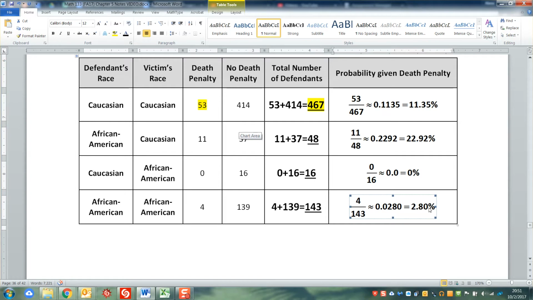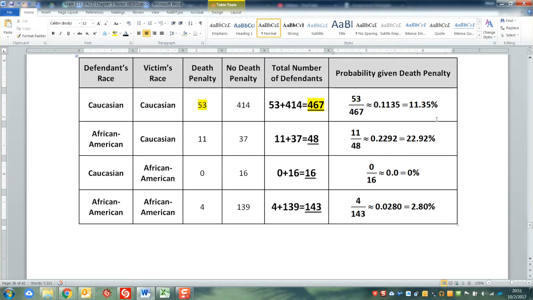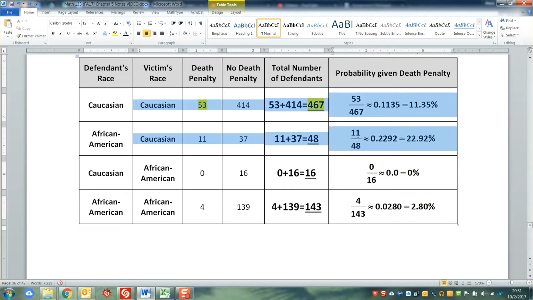There we go. Now we have all the percentages. So now you can see that it shows a different picture than what we were seeing before. So the disaggregated data, let's look at it for a second. Let's consider if the victim was Caucasian.